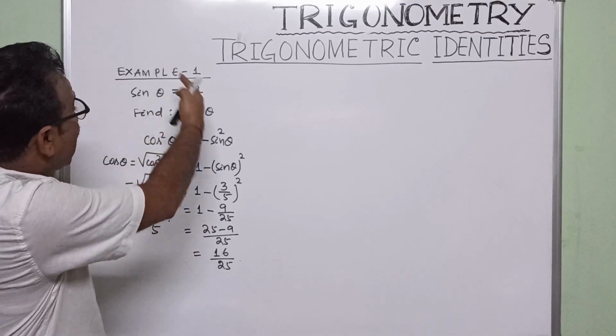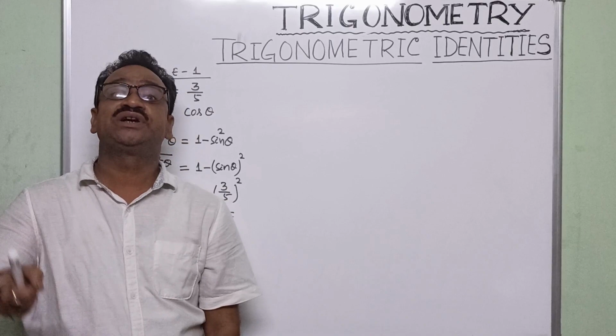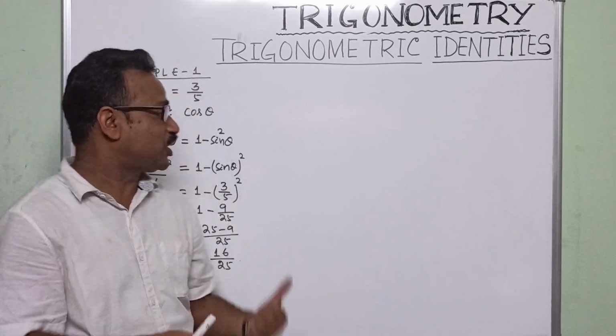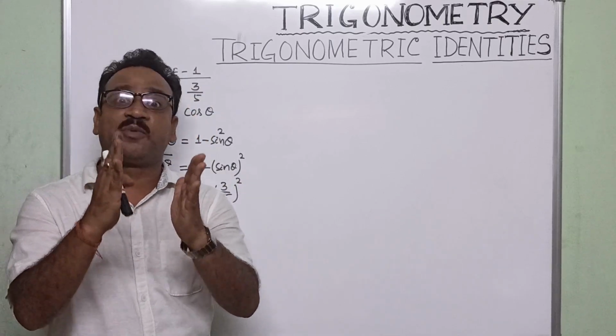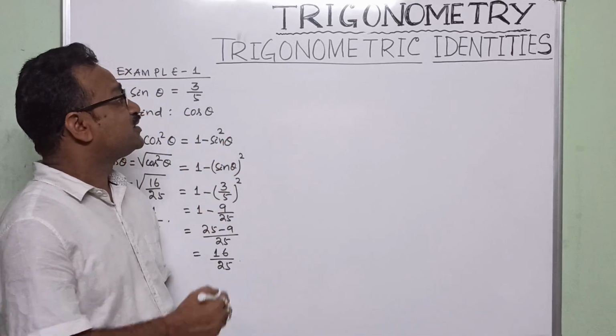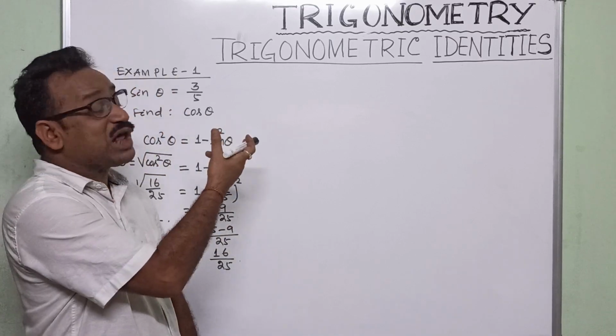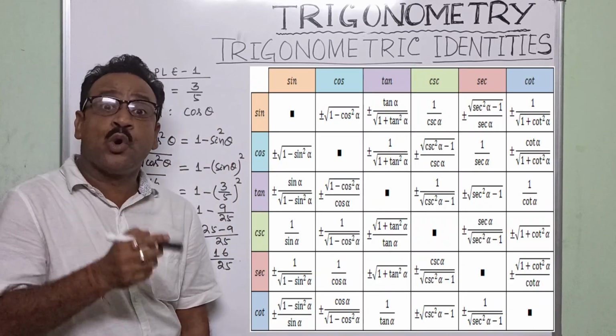So here what I have done is express one trigonometric ratio in terms of another trigonometric ratio with the help of identities. Now I will display the relations between the trigonometric ratios on the board. Please note it down.